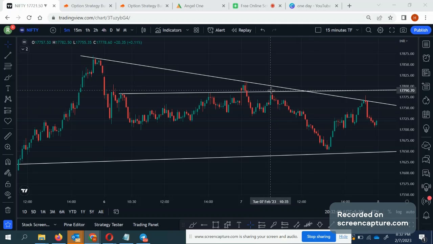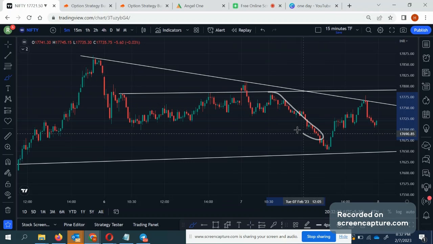Now what I thought is, okay, let's deploy a naked put. So at 10:40 I deployed a naked put, and maybe at 12:30 or 12:40 I exited. So I might have captured this move. My put debit spread I entered here, so I might have captured this entire move.